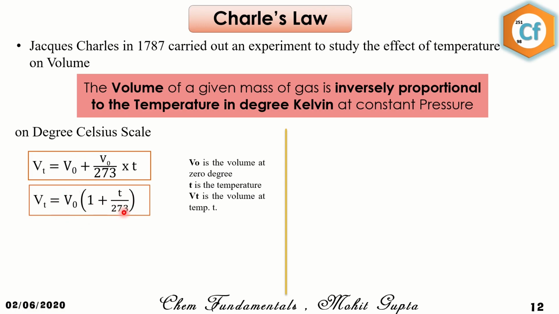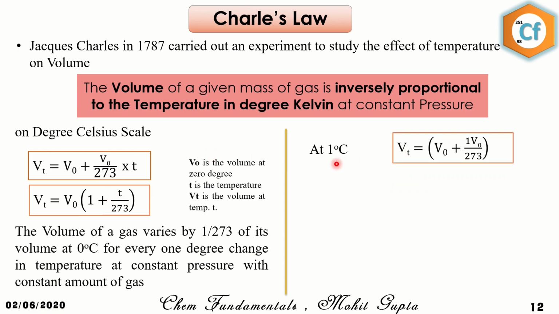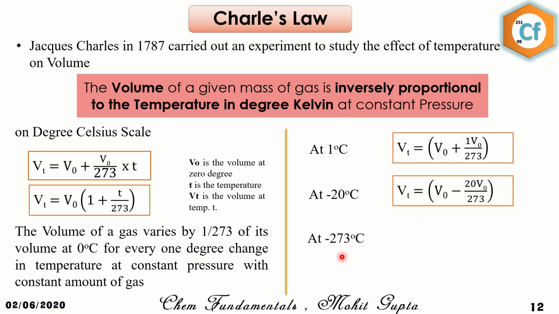Now from this formula I can easily say that the volume of a gas increases or decreases by a factor of 1 by 273 of the volume at 0 degrees Celsius for every 1 degree change in temperature. Which means if I take the value of temperature as 1, the volume would increase by a factor of 1 by 273 to its original volume. So at 1 degree Celsius, I write t as 1 and I get this. At minus 20 degrees Celsius, Vt is equal to V naught minus 20 V naught by 273. And at minus 273 degrees Celsius, what I get is minus 273 V naught by 273.